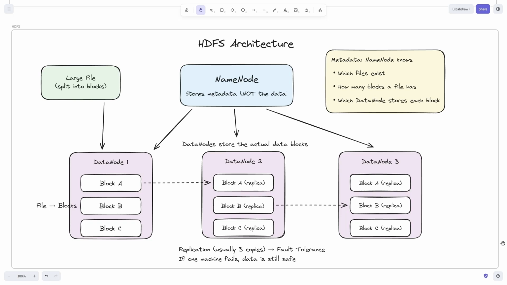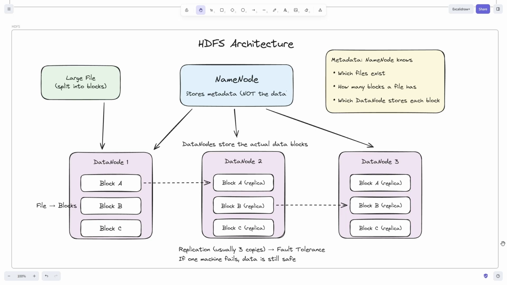The DataNodes are responsible for storing the actual data. Files in HDFS are split into fixed-size blocks. These blocks are stored across multiple DataNodes. To handle failures, each data block is replicated on multiple DataNodes. If one DataNode fails, the data is still available from another node. This is how HDFS achieves fault tolerance.